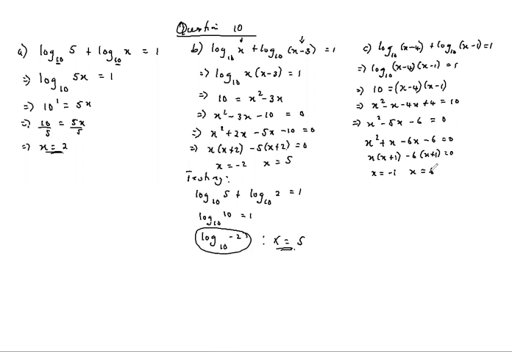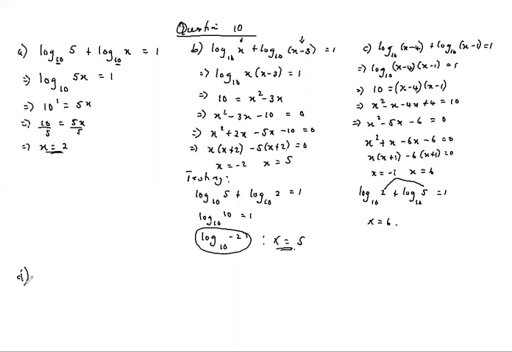So even if you test, you have log 6 minus 4, that is 2, plus log 6 minus 1, that is 5. If you multiply this to get 10, and so have log 10 10, which is equal to 1. So it's true, x is equal to 6.